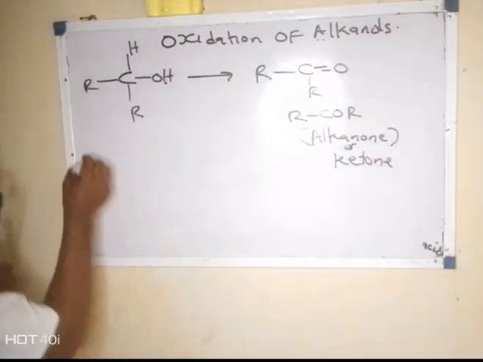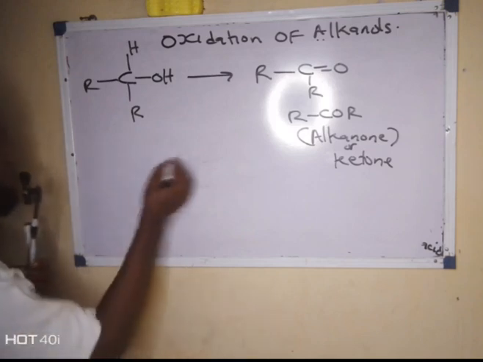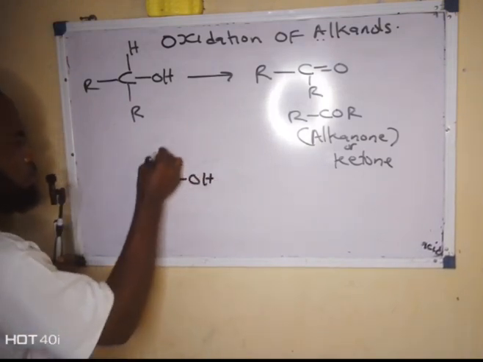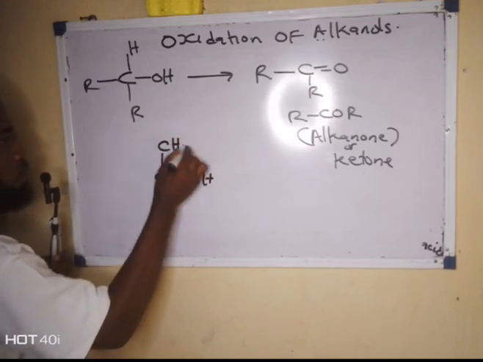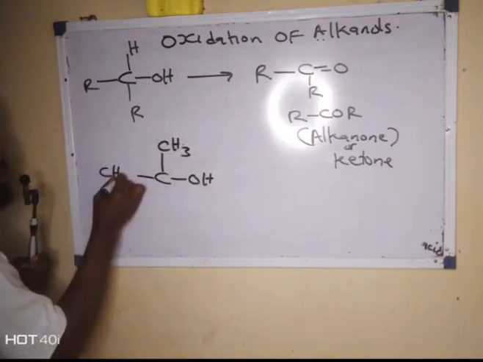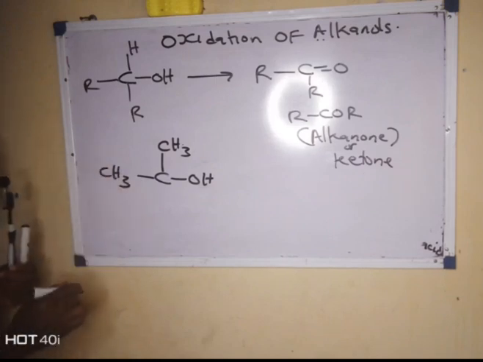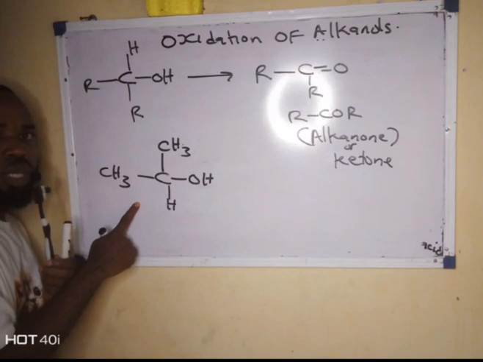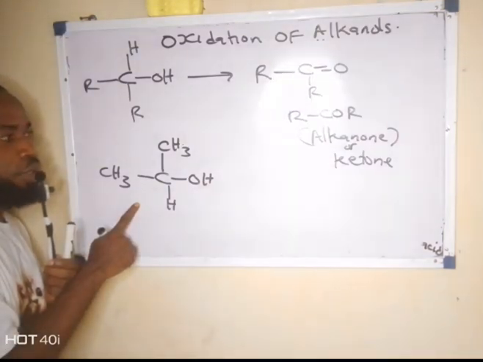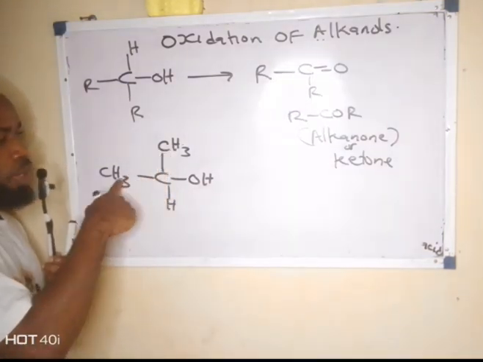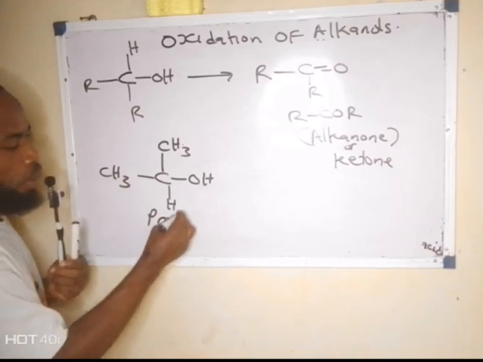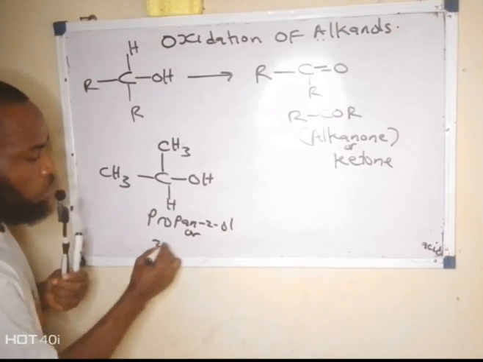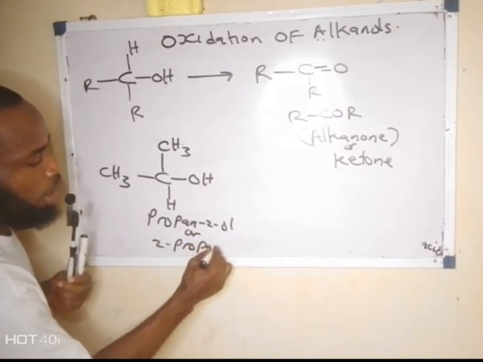Now very quickly, without wasting much time, let me take an instance. For example, I'm having OH, I'm having CH3, and then of course I have H. Now this is a secondary alkanol, and what's the name of this alkanol? For instance, this is 1, 2, 3. So this is propan-2-ol, or I can say 2-propanol.